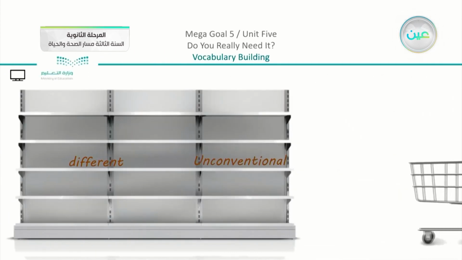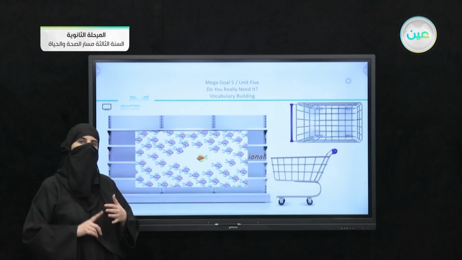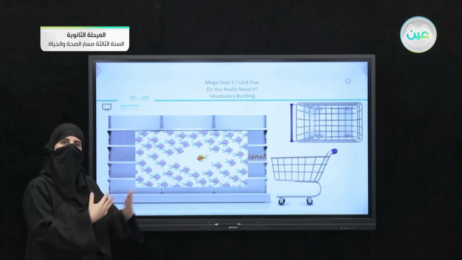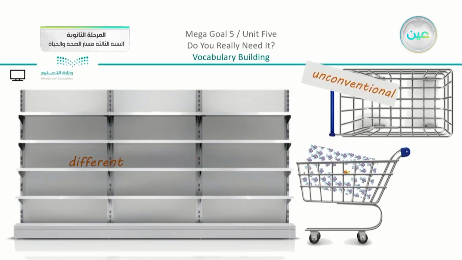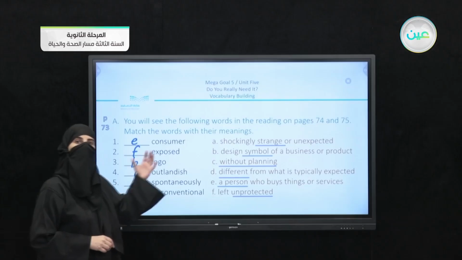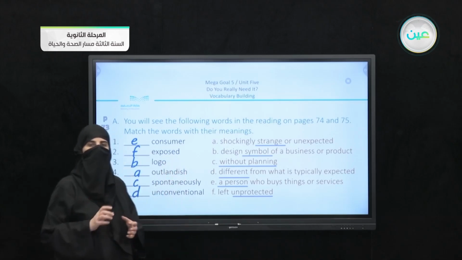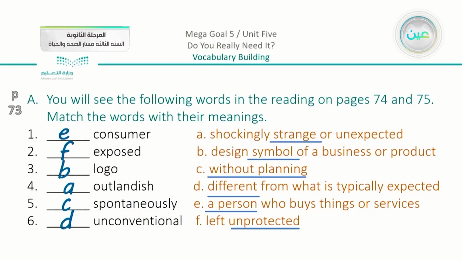Now you can see that we have here this picture. Do you remember the fish? Now we said that the orange fish is different in color and also different in the way or the direction that it is moving. So here, this fish is unconventional, and we can also say different. So these are the words that we studied in the vocabulary building lesson, and we also matched. We also showed the keyword that we have here in each part and what can help us to know the answer more. Now we are going to move on.